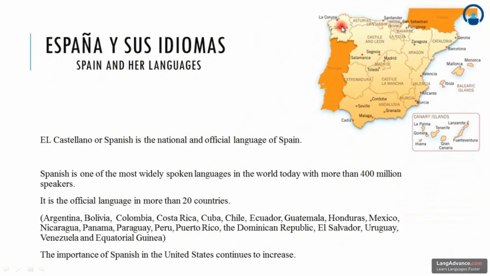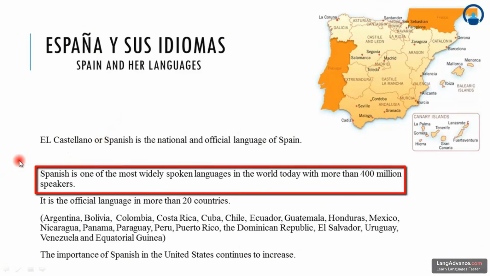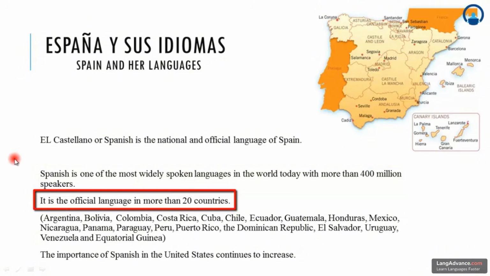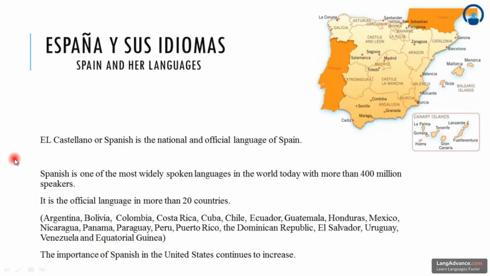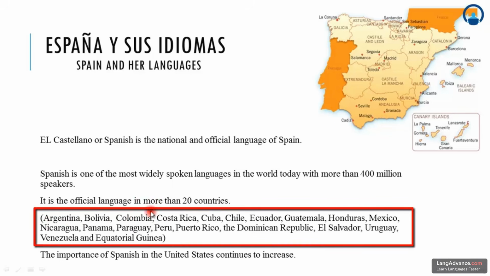speak Gallego. Spanish is one of the most widely spoken languages in the world today, with more than 400 million speakers. It is the official language in more than 20 countries, and it is also one of the 6 official languages in the UN. Now these are the countries where Spanish is an official language. Plus, the importance of Spanish in the United States continues to increase.